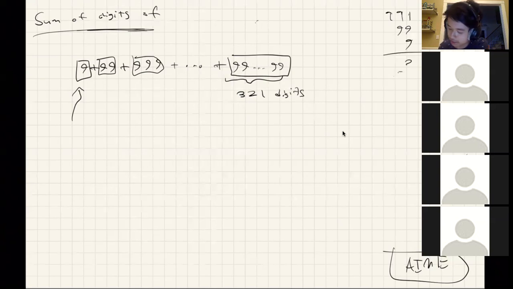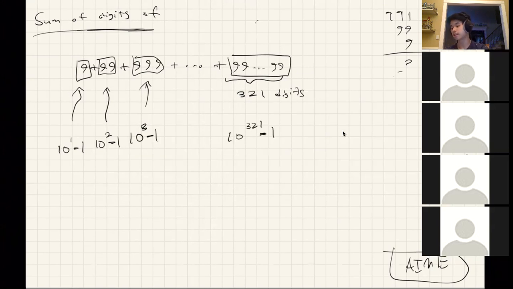The better way to express these terms is with powers of 10. The first one is 10 to the power of 1 minus 1; 10 minus 1 equals 9. The second one is 10 to the power of 2 minus 1, which is 100 minus 1, or 99. The third one is 10 to the power of 3 minus 1, which is 999. And the last one is 10 to the power of 321 minus 1, and you get this number right here. I'm not going to say the full number.